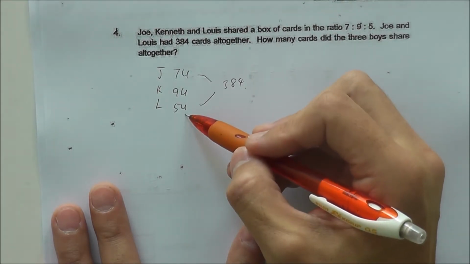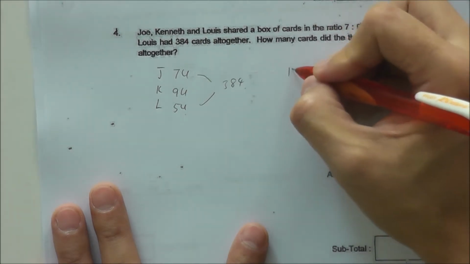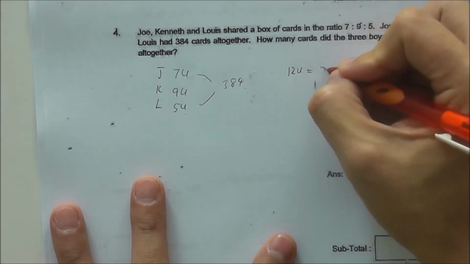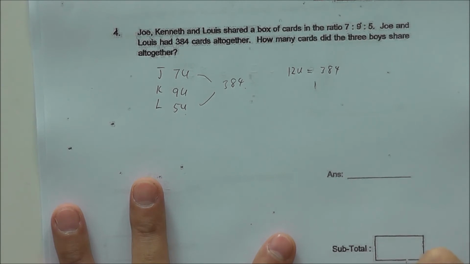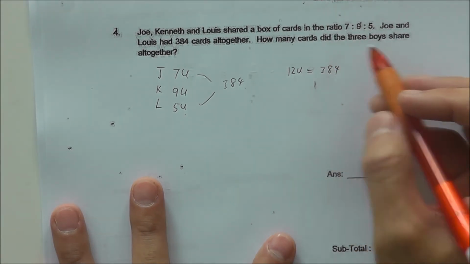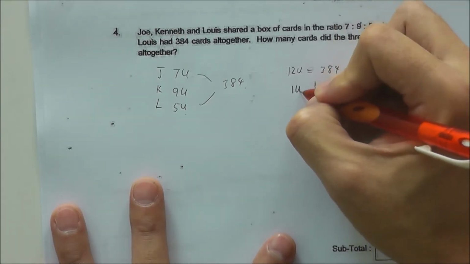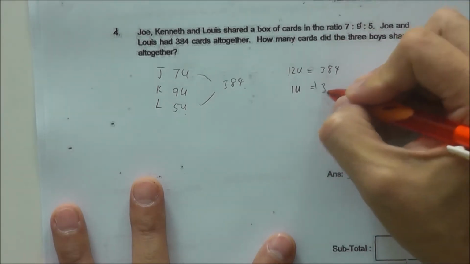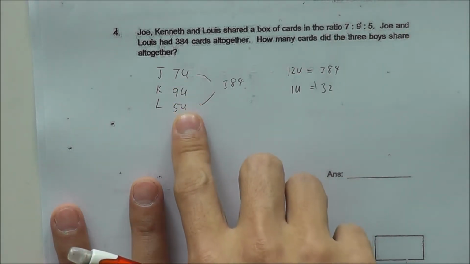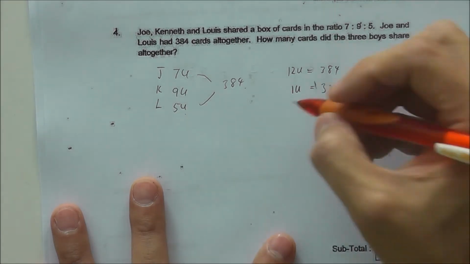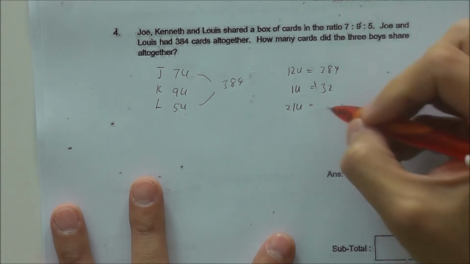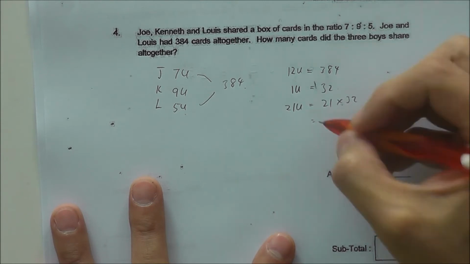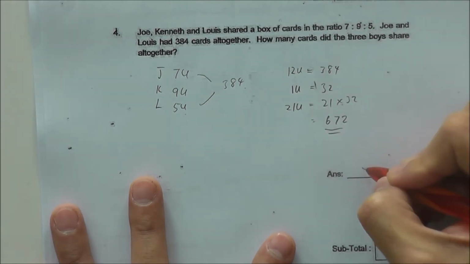So 7 plus 5 would be 12 units. So you can just see 12 units equal 384. Am I right? So how many cards did the 3 boys share altogether? What you need to do is to find 1 unit. So 1 unit is just 384 divided by 12, which is 32. And altogether 7 plus 9 plus 5 is 21, so we want to find 21 units. So 21 units will be 21 times 32, which will be 672. That's the answer.